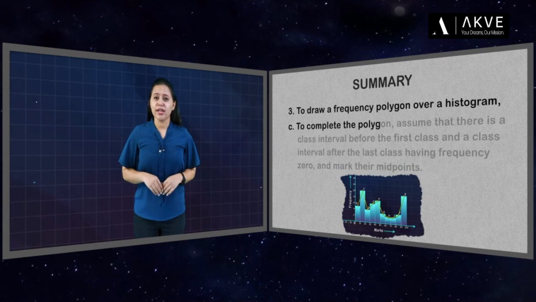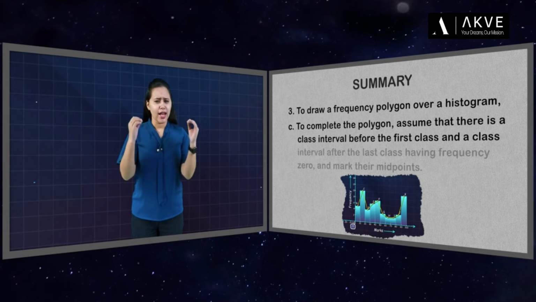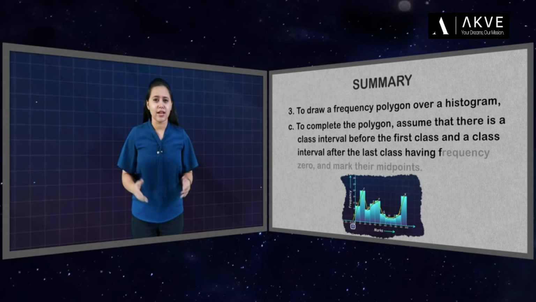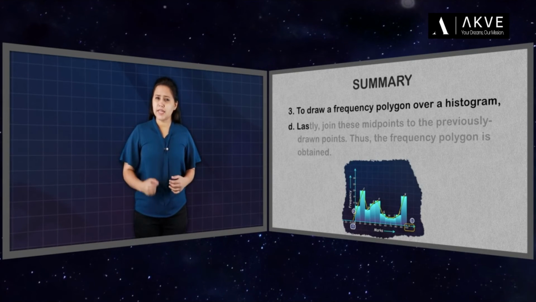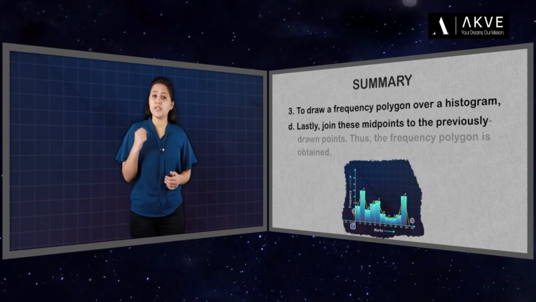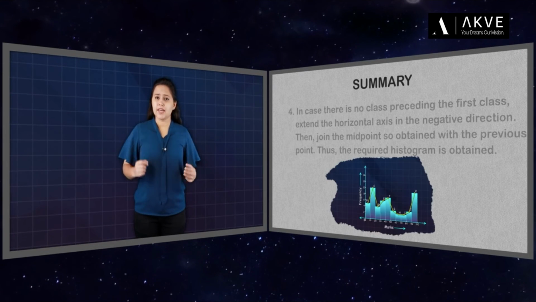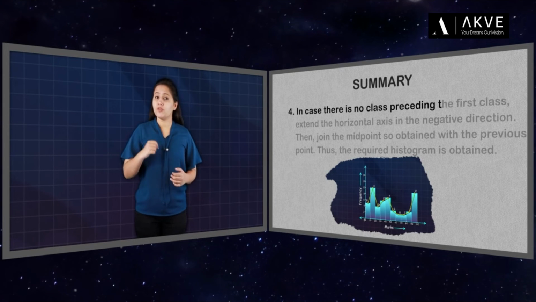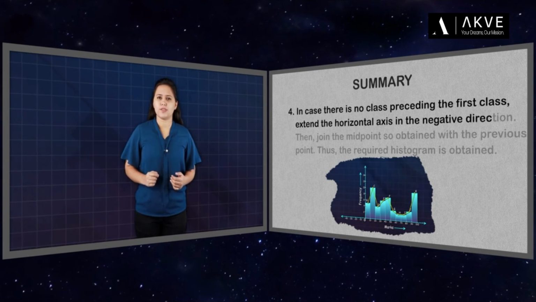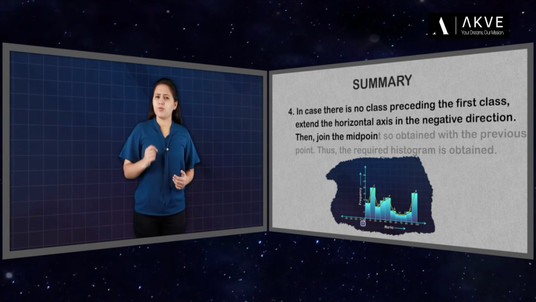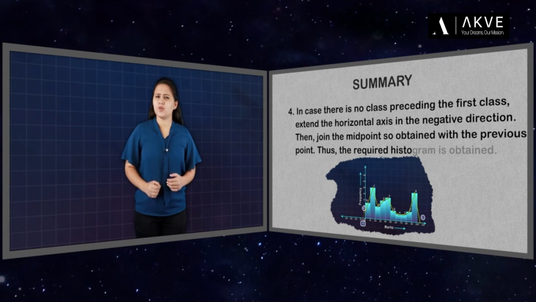To complete the polygon, assume that there is a class interval before the first class and a class interval after the last class having frequency 0 and mark their midpoints. Lastly, join these midpoints to the previously drawn points. Thus, the frequency polygon is obtained. In case there is no class preceding the first class, extend the horizontal axis in the negative direction. Then, join the midpoint so obtained with the previous point. Thus, the required frequency polygon is obtained.